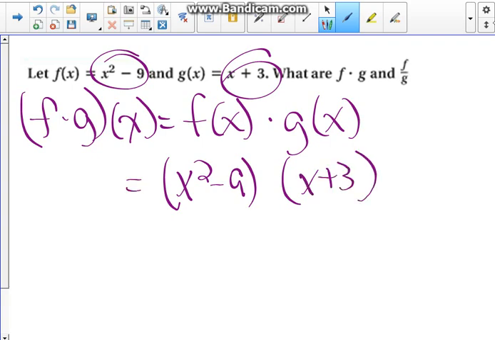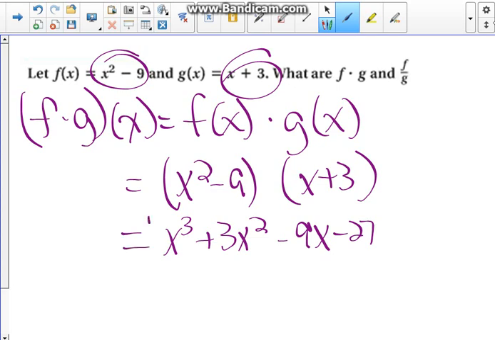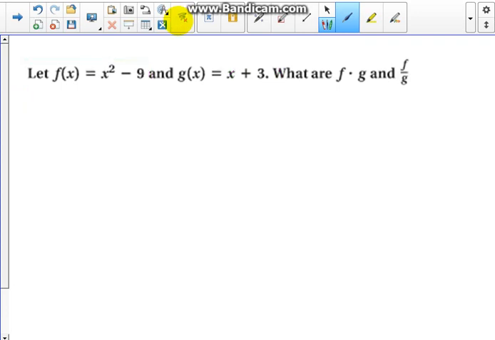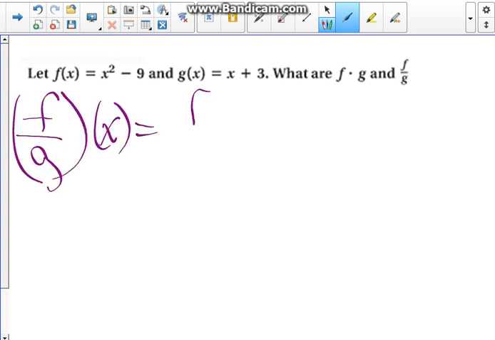All right, and now that's two binomials multiplied, so we're just going to use the FOIL process. First, x squared times x is x cubed. Outside is positive 3x squared. Inside is negative 9x. And last is negative 27. So there's no like terms here, so this is our answer. Okay, now for the division, we're going to say f divided by g of x is equal to f of x over g of x.